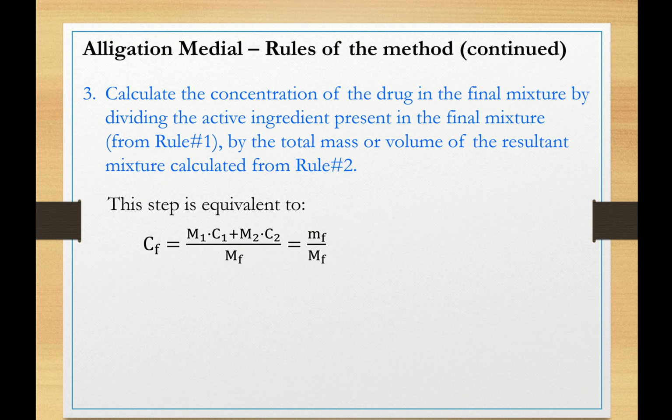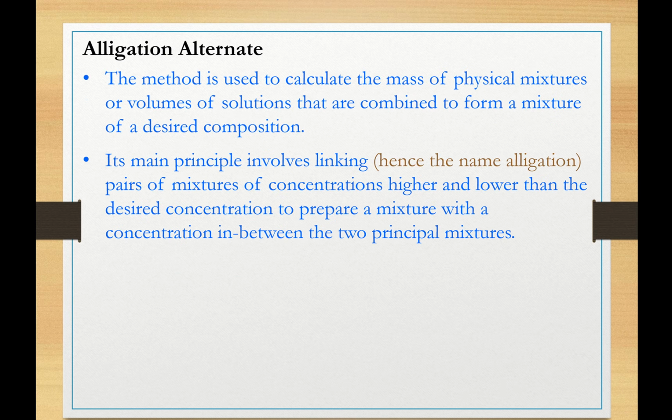The final rule, or the final step, is to divide Step 1 over Step 2. But now that we know the mass balance equation, it's very easy to determine the CF by dividing V1C1 plus V2C2 over Vf. Okay, so there is no reason to memorize these rules if you just go ahead and use the mass balance equation. Now let us move to the alligation alternate.